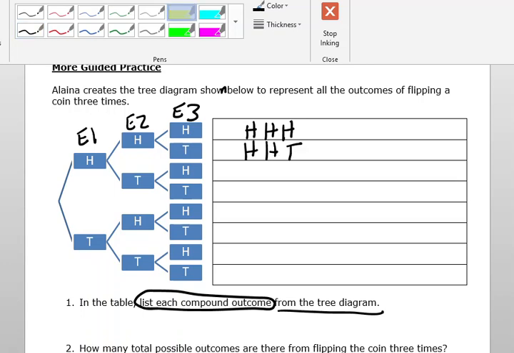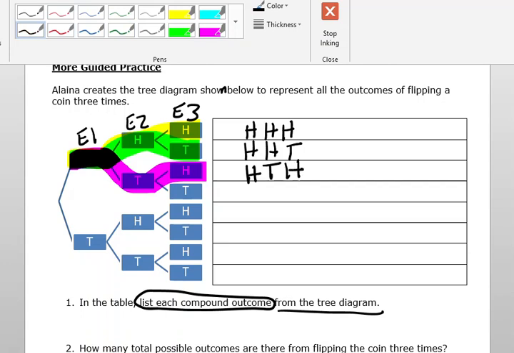All right, and let me show you how I'm following this. So I'm going heads, heads, heads, and then I'm going heads, heads, tails. Okay. And I'm still on heads here, so I'll do like pink. And then I'm going to go heads, tails, heads. Let me write that down. Heads, tails, heads. I'll go with a little blue. All right, heads, tails, tails.